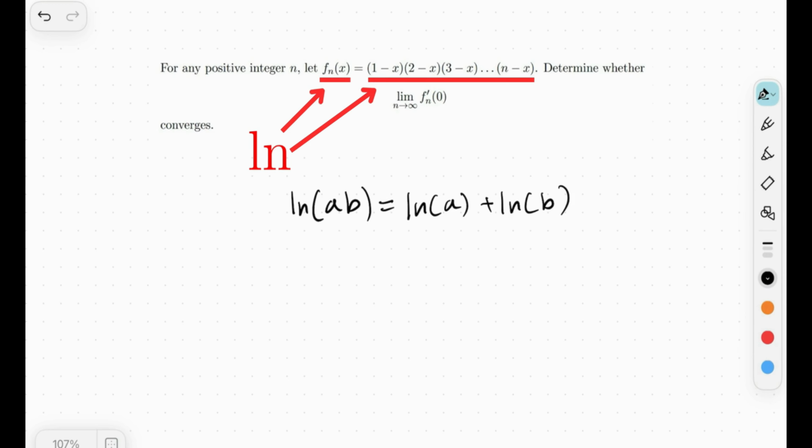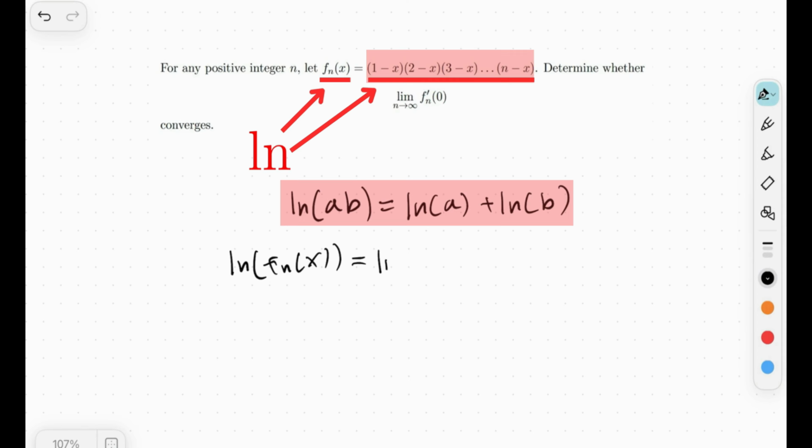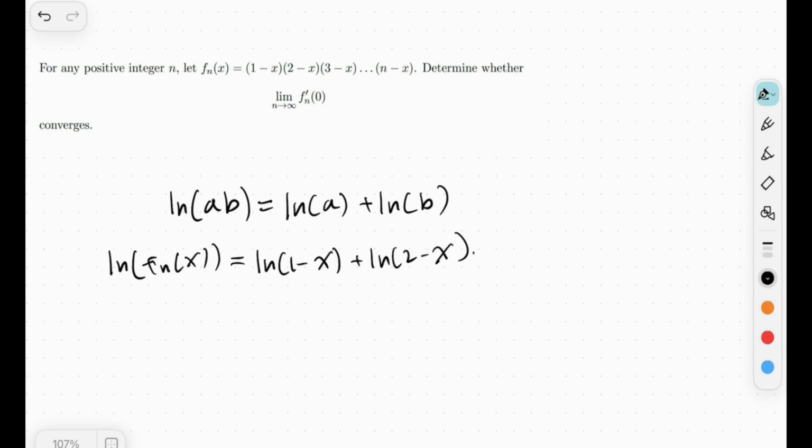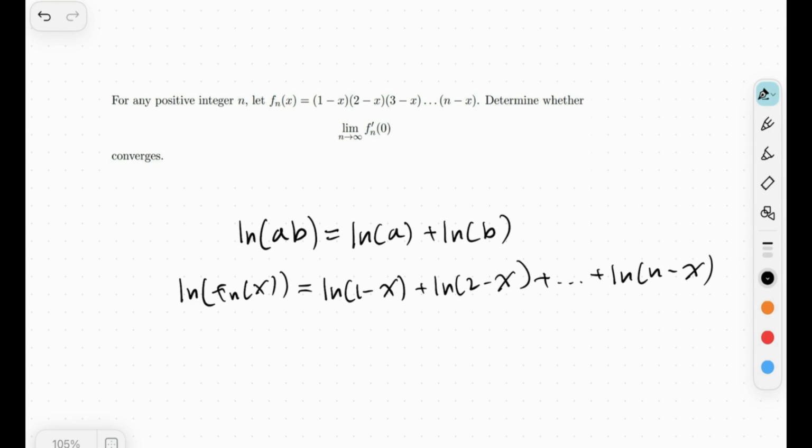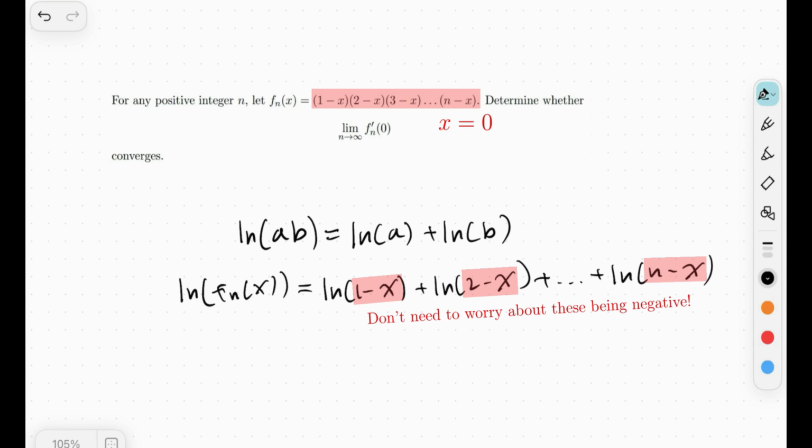So that would become natural log of f sub n of x, and this is equal to the natural logarithm of this entire product. But then using this rule, we can split it up as natural log of 1 minus x plus natural log of 2 minus x, and then plus all the way to natural log of n minus x, right? And by the way, this is indeed valid to take the natural logarithm of both sides, because notice that we're only interested when x is equal to 0, and substituting 0 into this expression, each individual factor is going to be positive, so you don't have to worry about having negative values inside your logarithm.